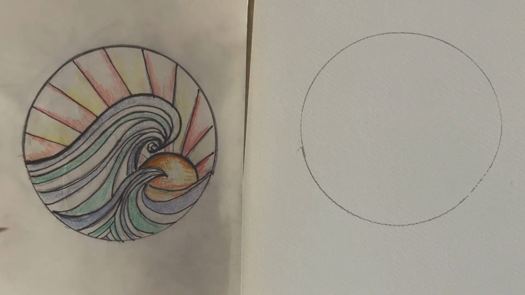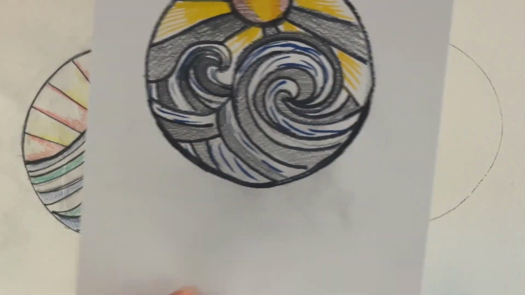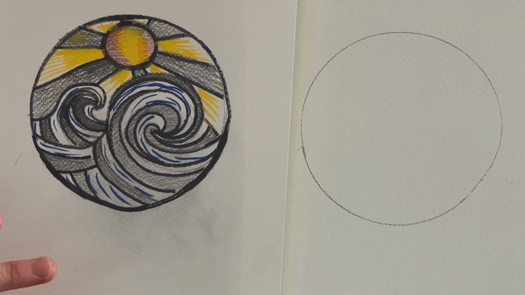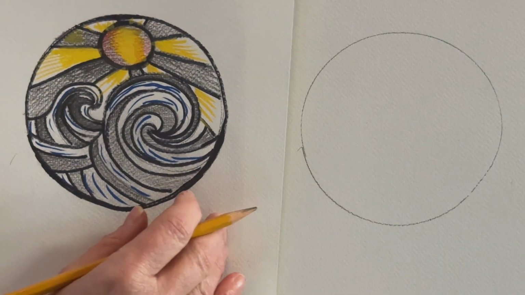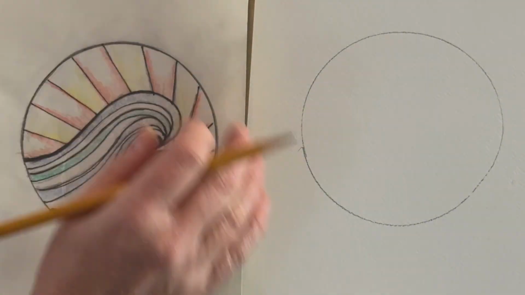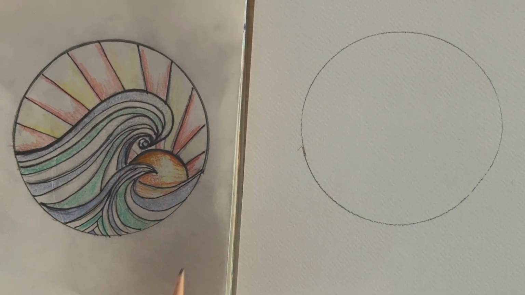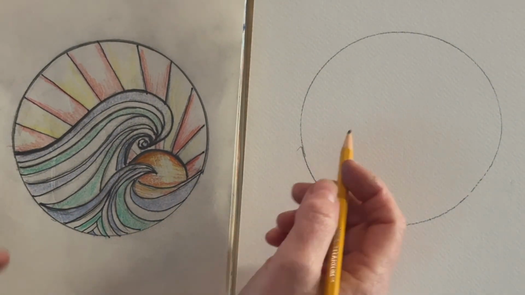I do have a couple different ways that you can do this. I have this design right here, which is more of a graphic black and white with a little pop of color. You might prefer no color at all, but let's go ahead and get started. So we have our circle. I recommend keeping the outline of that kind of dark.